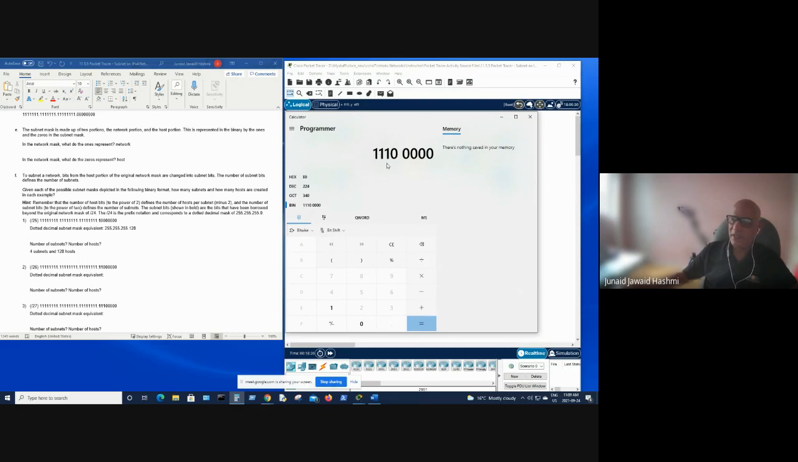And if you take more bits, it will be 248. 1 2 3 4 5 6 7 8. So you see it changes. The more bits you borrow, the decimal value changes. That would be your subnet mask. Okay.